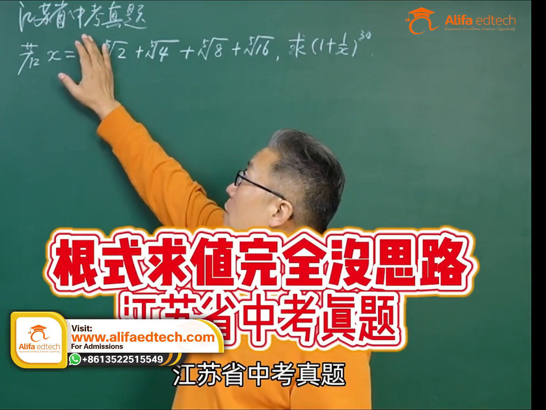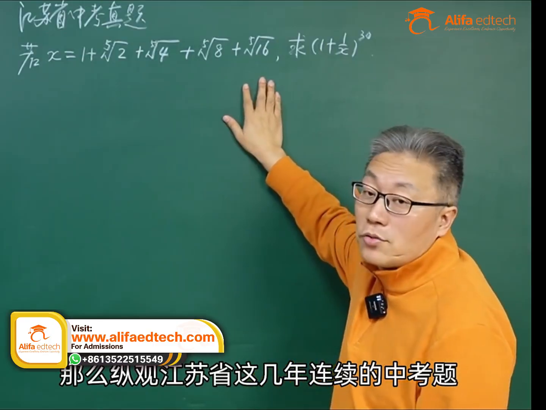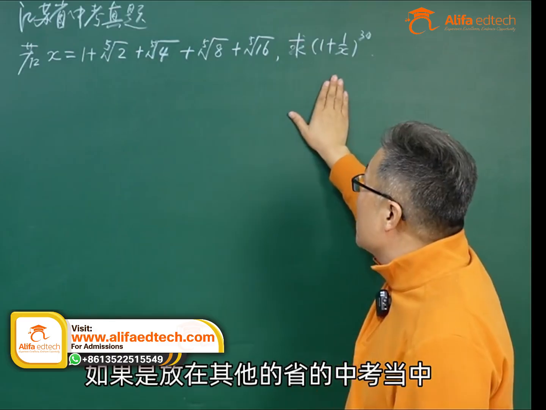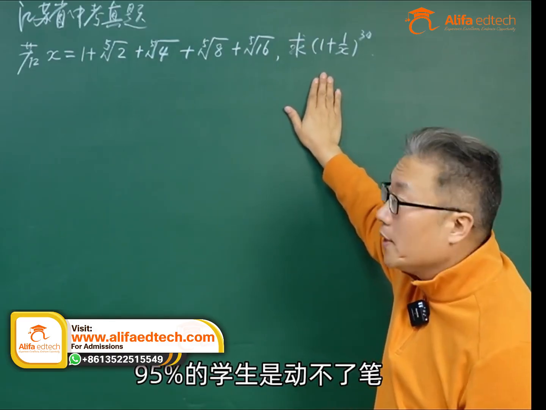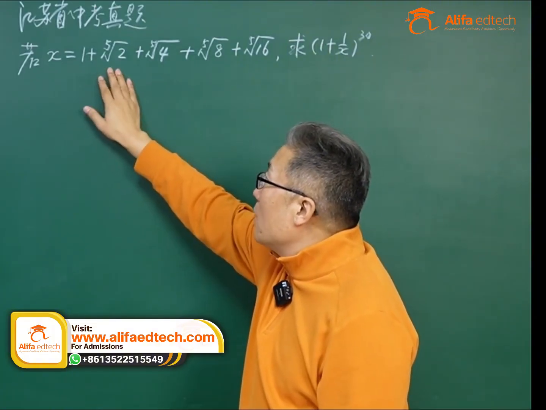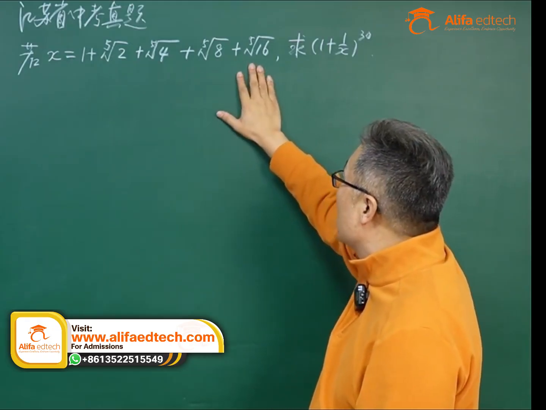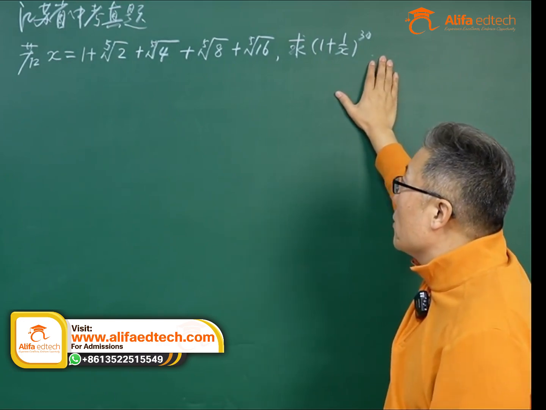This is an actual high school entrance exam question in Jiangsu Province. It appears to be quite challenging and is unlikely to be easily solved by most students if given in exams outside this province. The question involves complex calculations with x defined in a specific manner. The ultimate task is to determine the value of (1 plus x) to the 134th power.